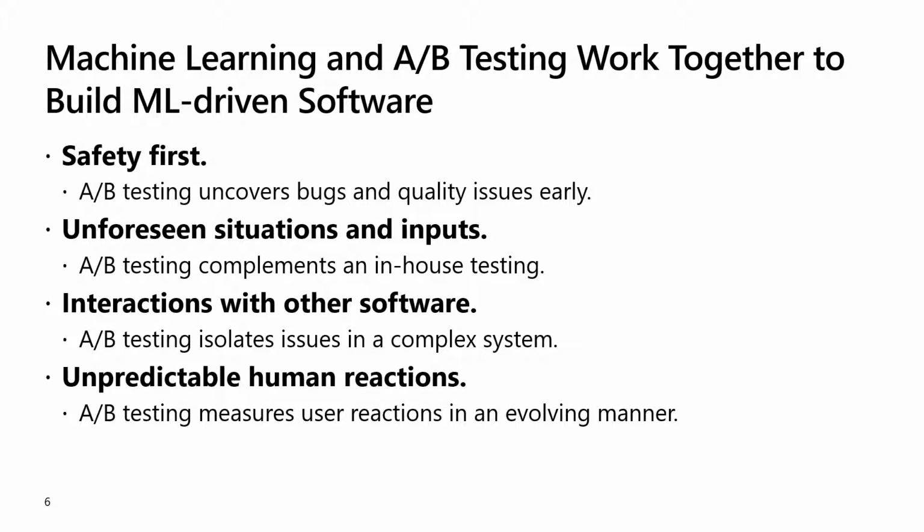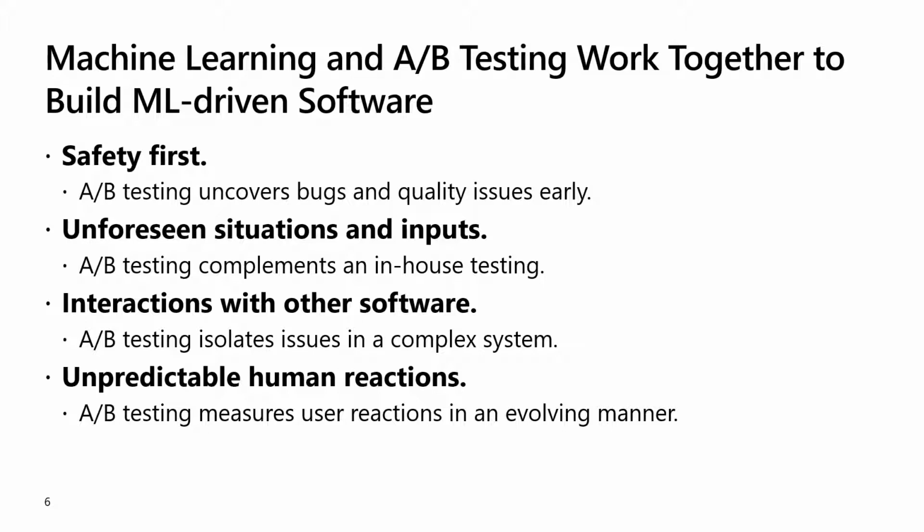First of all, safety is always a top concern for any software. A/B testing can uncover bugs and quality issues in very early stages. Secondly, in developing ML-driven software, sometimes a complete in-house testing is not feasible. A/B testing really complements that by seeing unforeseen situations and inputs.